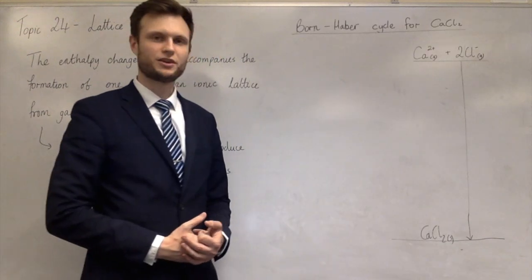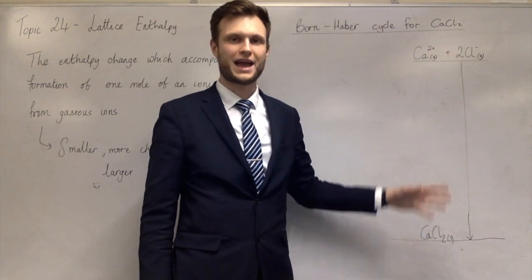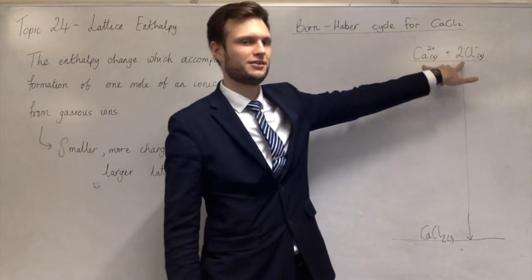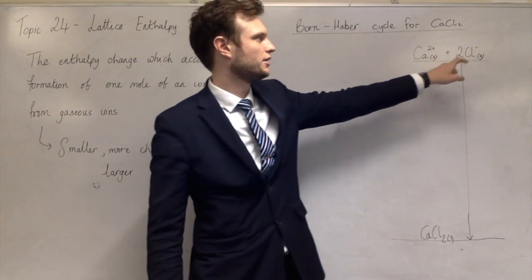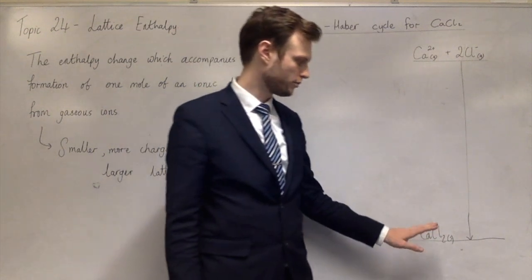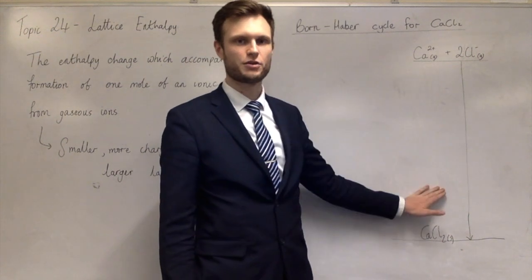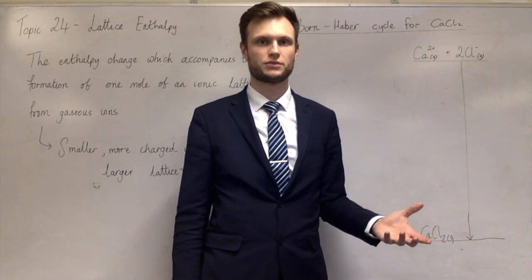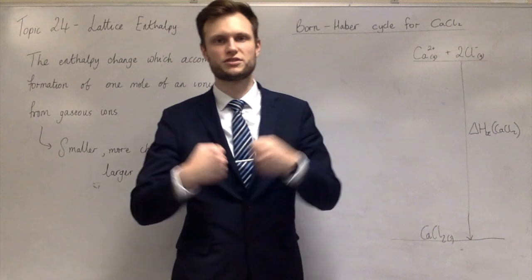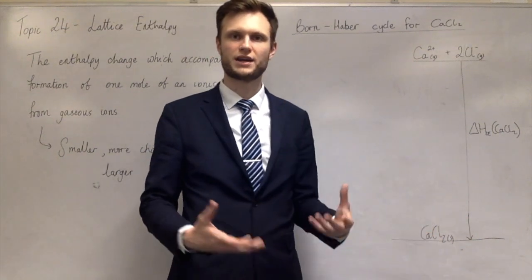Okay, so the Born-Haber cycle for calcium chloride. This first thing I've drawn is the energy change that I'm trying to calculate. It's the energy change when gaseous ions, so calcium 2+ and chloride 1-, two of those, both as gases, form one mole of calcium chloride solid. So this arrow is the one I'm trying to work out. That's the lattice enthalpy for calcium chloride. It's going to be negative because when bonds form, that's exothermic. So we're looking for a big exothermic number because ionic lattices are strong.